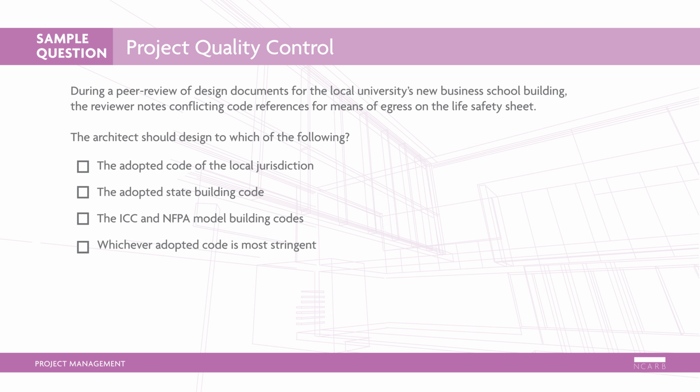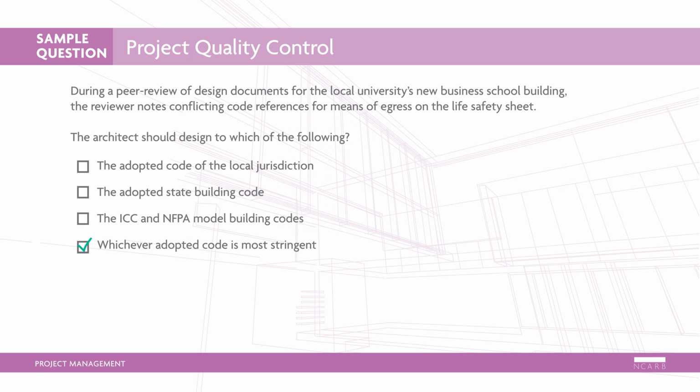During a peer review of design documents for the local university's new business school building, the reviewer notes conflicting code references for means of egress on the life safety sheet. The architect should design to which of the following? The adopted code of the local jurisdiction, the adopted state building code, the ICC and NFPA model building codes, whichever adopted code is most stringent. Here is the correct response.